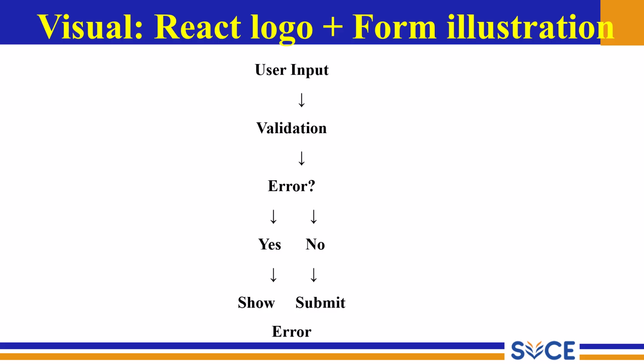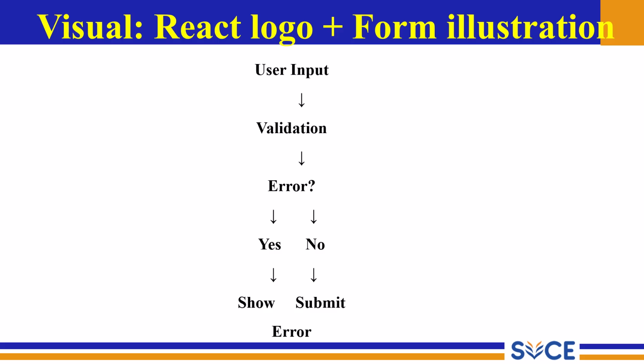Look at the validation workflow shown in the slide. The process is very simple. The user first enters the information into the form. The application validates the information. If an error is found, the application immediately displays an error message. If no error exists, the application allows the form to be submitted successfully. This simple workflow is followed by almost every modern website.